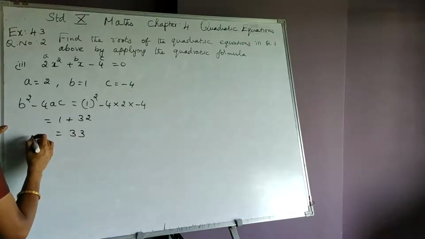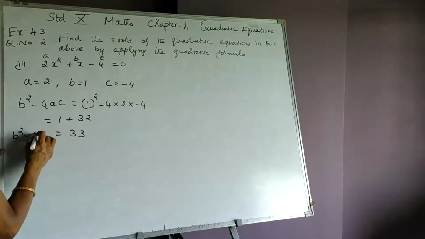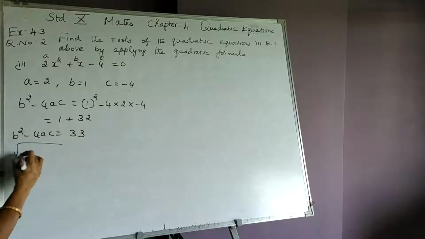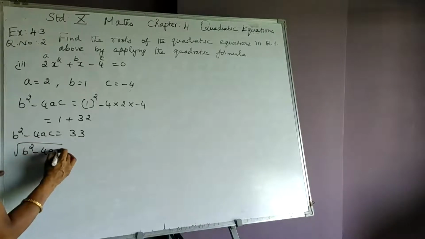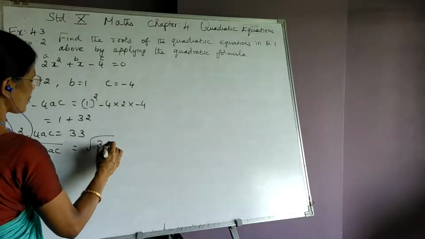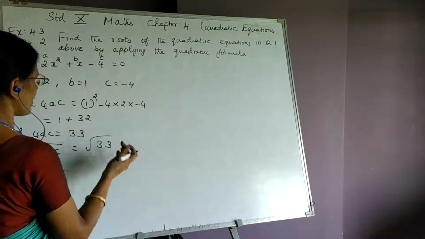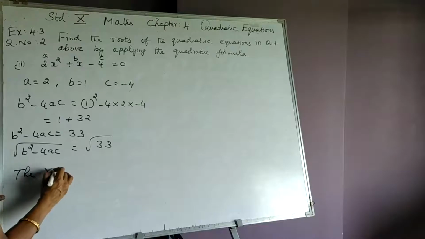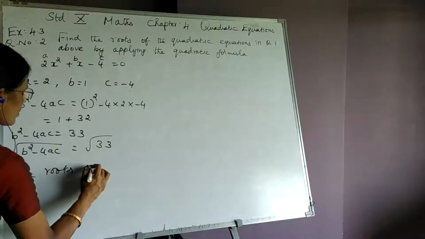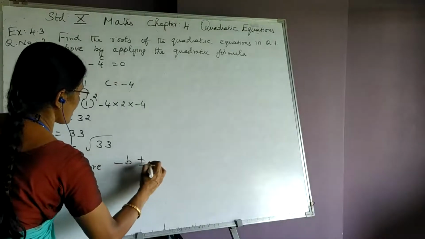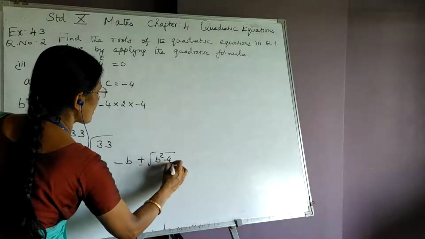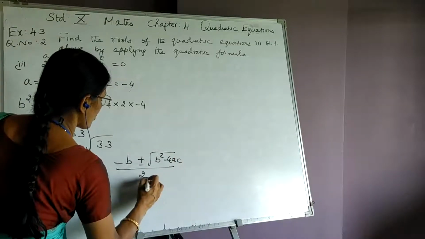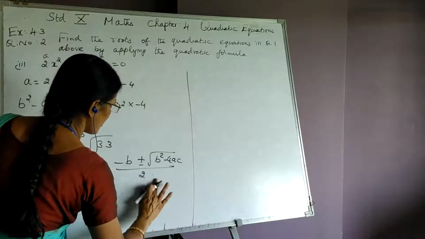3. So this is our b square minus 4ac. I find root of b square minus 4ac, which is equal to root of 33. This is a prime number, therefore we cannot simplify it, so this form remains as it is. The roots are, what is the formula? Minus b plus minus root of b square minus 4ac upon 2a. The formula should be remembered.